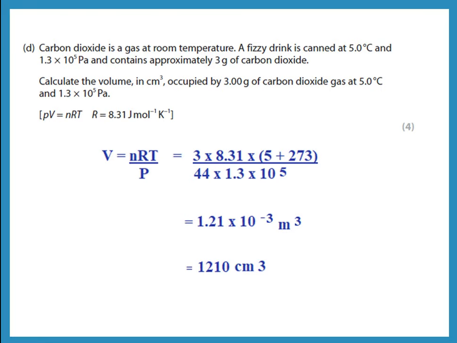That gives me a volume. Whatever volume comes out from that equation is in meter cubed. The equation gives you the volume in meter cubed. He is asking for the volume in centimeter cubed. You should realize that to change from meter cubed to centimeter cubed, I multiply by 10 to the 6. So that comes out to be 1210 centimeter cubed.